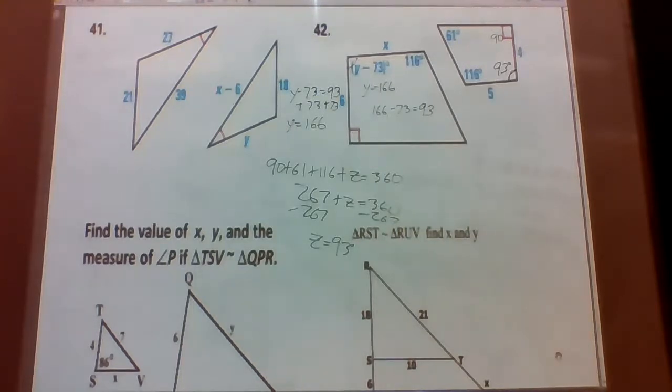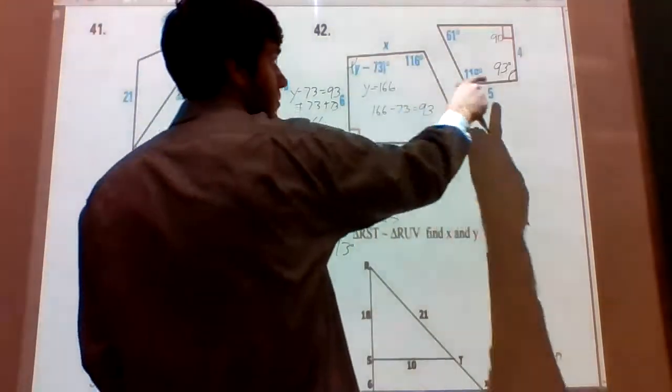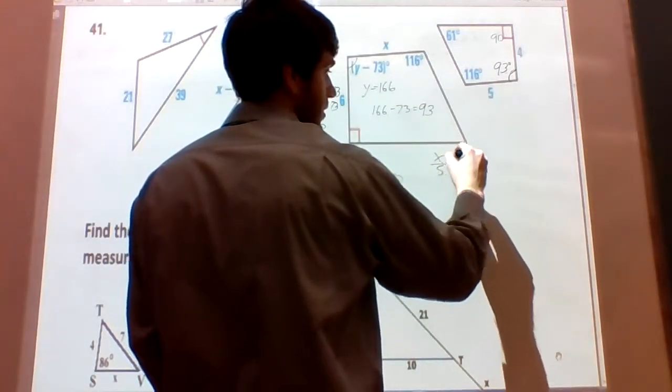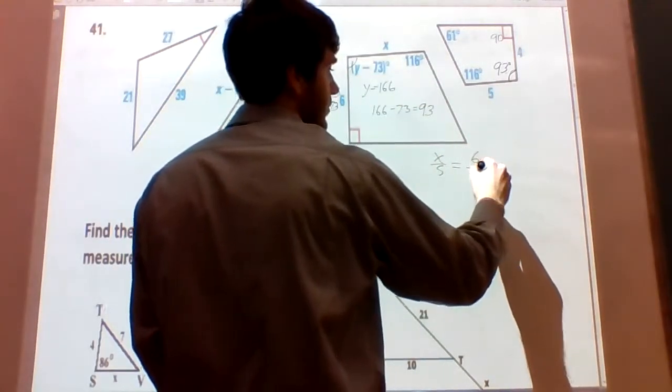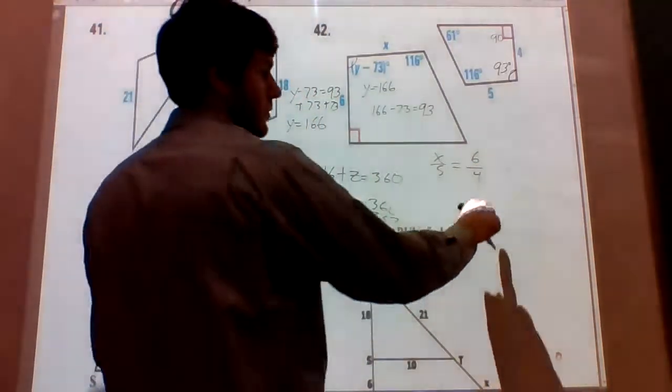Okay, so that's y. To find x, we have to look at a side. X is a side. X corresponds with 5. And 6 corresponds with 4. Cross multiply.